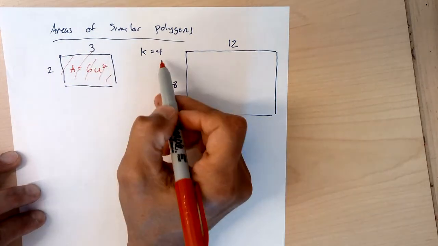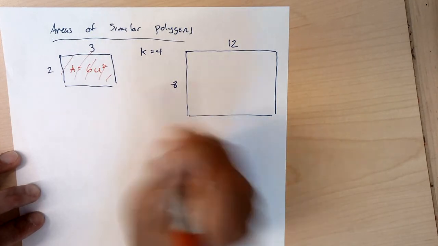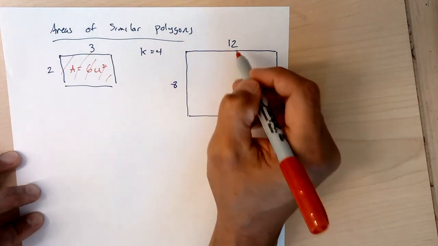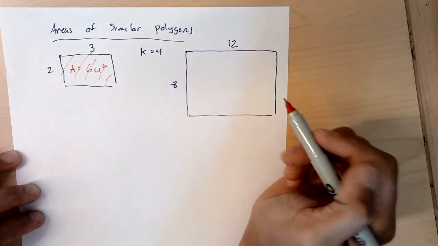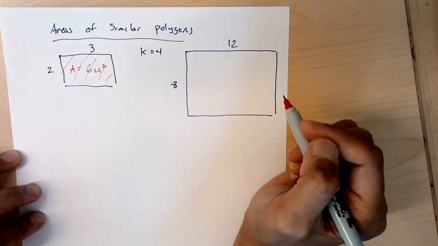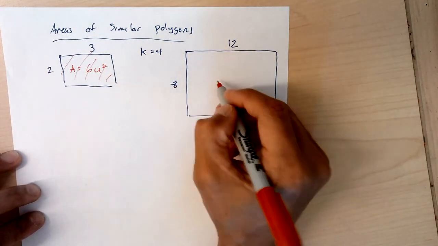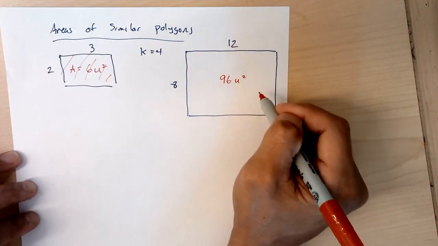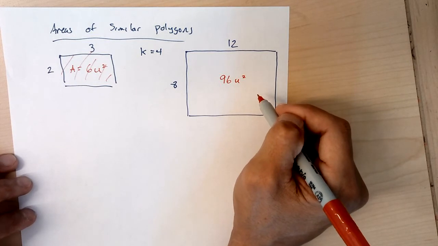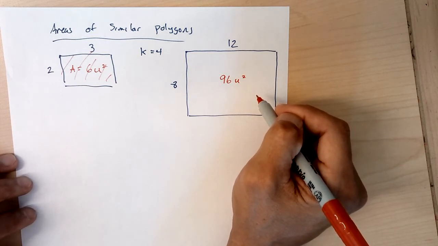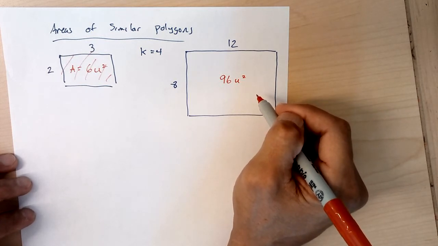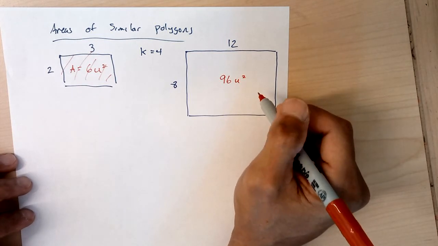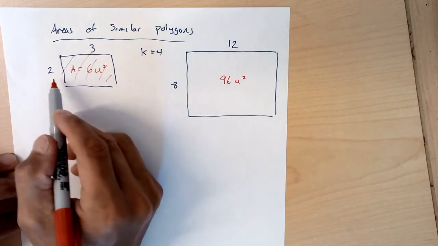So the scale factor is 4. Maybe you're thinking, okay, then this should be 4 times as big. 8 times 12 is actually not 24. 6 times 4. Okay, but 8 times 12, 96 square units is the area of this polygon. So the area of the similar polygons is actually not the same as either the similarity ratio, the scale factor, or the ratio of the corresponding sides.